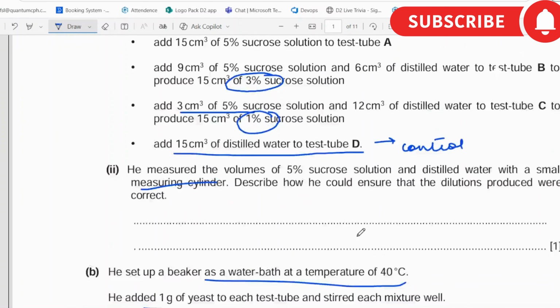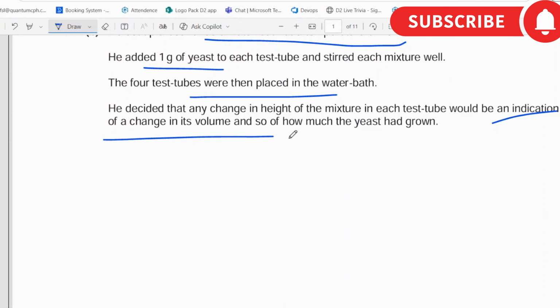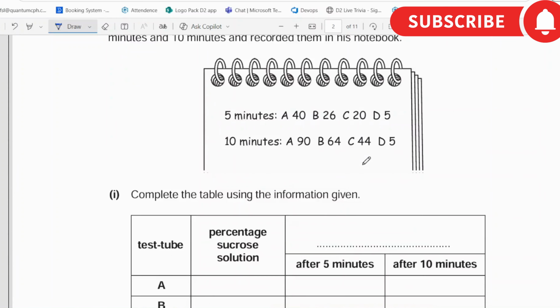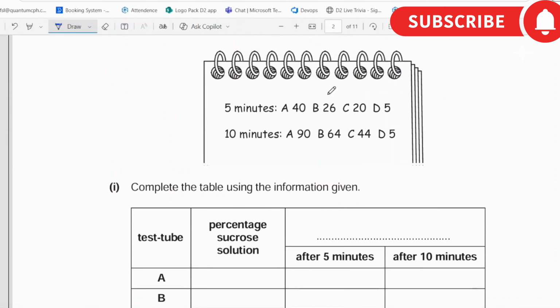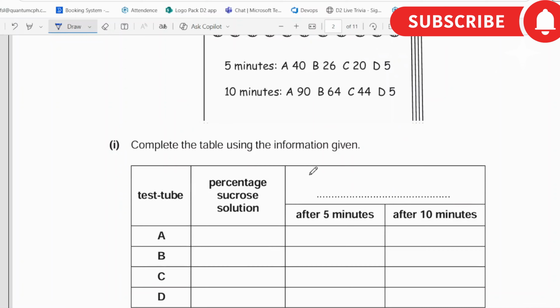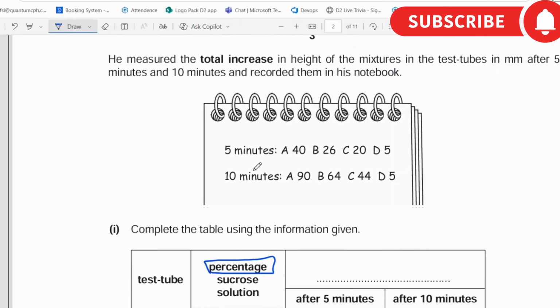The four test tubes were placed in hot water. He decided that any change in the height of mixture in each test tube would be an indication of the change of its volume, so how much the yeast has grown. These are the few readings he has given at 5 minutes and at 10 minutes. What is the percentage of A? 5%. Next is 3. Don't add the sign of percentage as it is mentioned over here. Then 1 and 0.